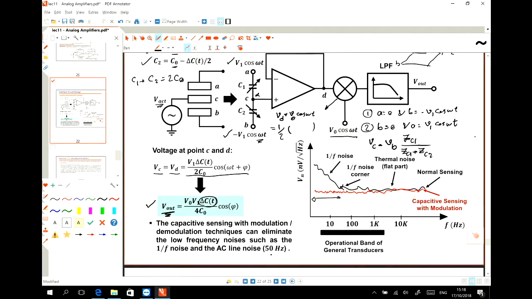Another noise that usually we have to deal with in our sensing applications is the noise which is coming from the AC lines or the 50 hertz. Again, by using this modulation in a frequency which is higher than the 50 hertz, then we can avoid those as well.